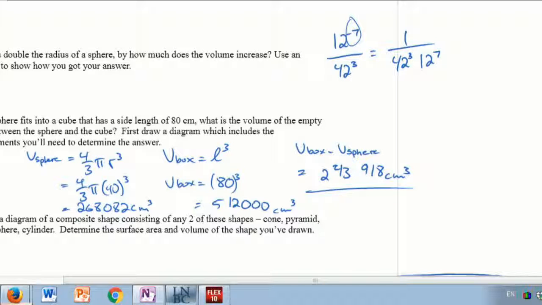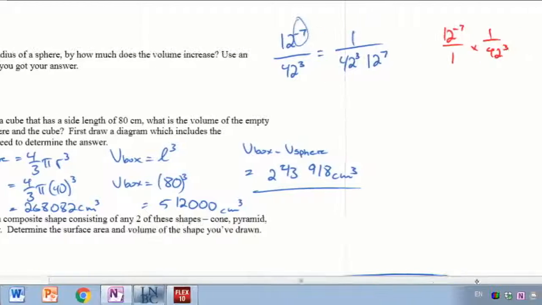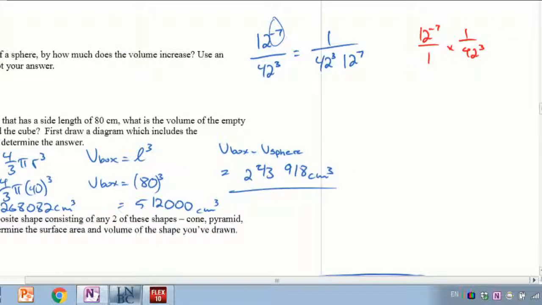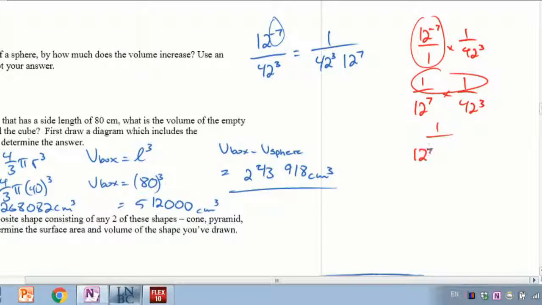Because, again, if I wrote it a different way, 12 to the negative 7 over 1 times 1 over 42 to the power of 3, and then I flipped this guy, so I went 1 over 12 to the 7 times 1 over 42 to the 3, all I have on top is the 1, and the order of multiplication on the bottom doesn't matter. So 12 to the 7 times 42 to the 3. That's how we flip it.